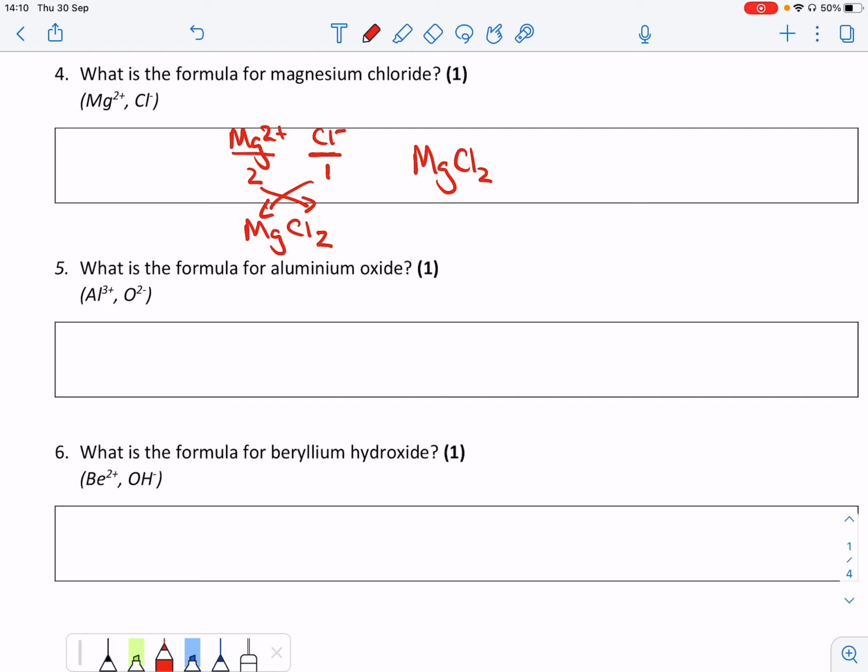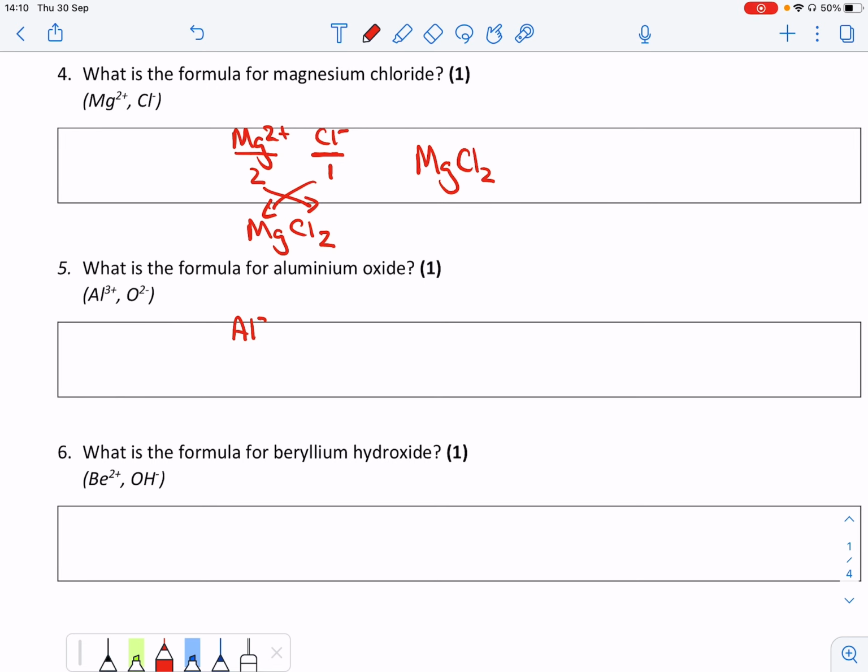Second one, let's do it the same way. So this wants us to work out the formula for aluminium oxide. If we do the same again, aluminium is a 3+ ion, so it wants to make 3 bonds. The oxide is a 2- ion, so it wants to make 2 bonds. Swap those over. Aluminium gets number 2, oxygen gets number 3, as that number 3 comes across. So the formula is going to be Al2O3.